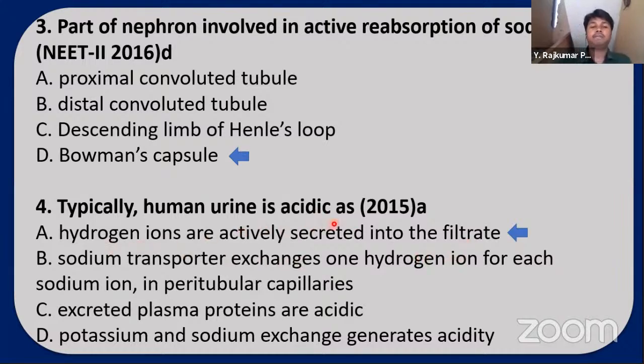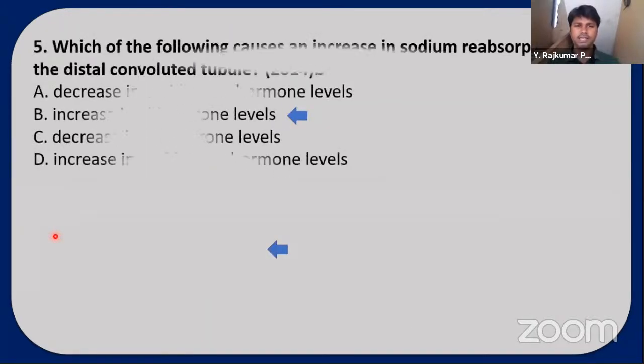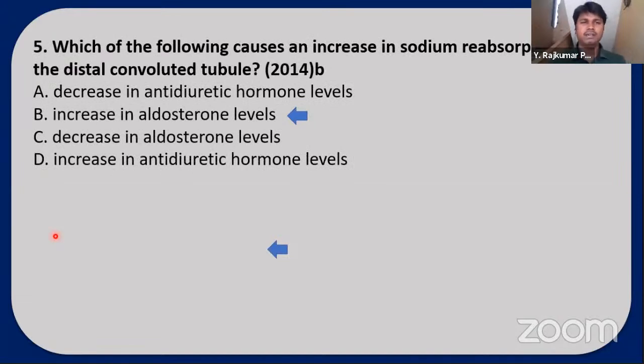So what is meant by pH? Actually, acidity. Whenever the hydrogen ions are more in number, that will be acidic, isn't it? So that's why A is the right answer for the fourth question. Let's see the fifth question. Which of the following causes an increase in sodium reabsorption in the distal convoluted tubule?